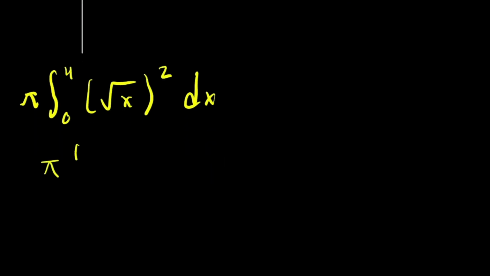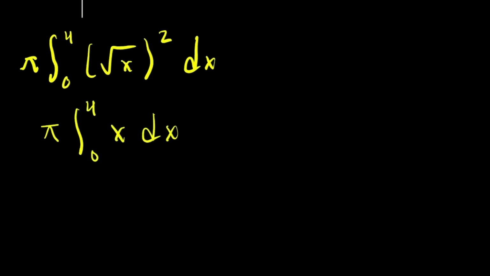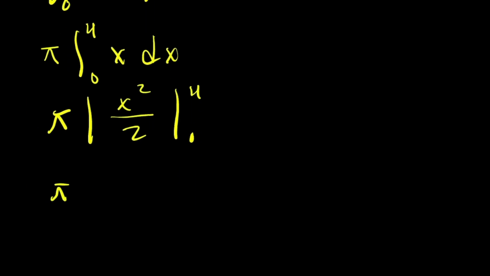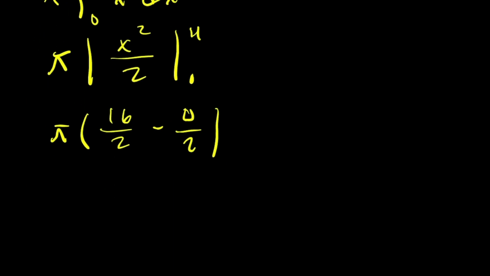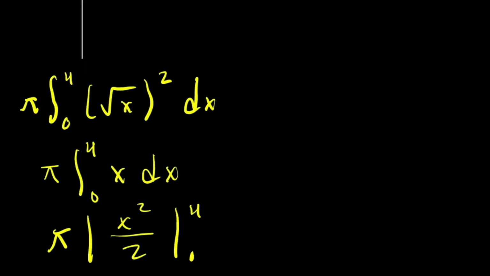So this one looks pretty nice because our root cancels out. So we just get x dx, and the integral of that is x squared over 2 from 0 to 4. Plug in our bounds, we get pi times 16 over 2 minus 0 over 2. So we get 8 pi for that one. Pretty quick one. You should always try to simplify this out, because often it will make it much easier, especially if there's a root in there.